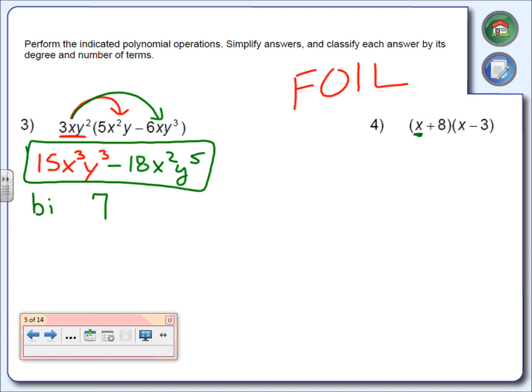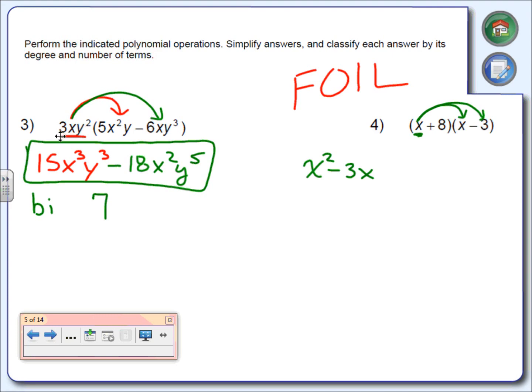All we're doing is taking this x and we're going to distribute with those 2 terms in that other binomial. So we're going to multiply x times x, which is going to give us x squared. What we just did was we multiplied the 2 first terms. That's what that F stands for. Then we're going to multiply that same x times that negative 3. X times negative 3 is negative 3x. What we just did is multiply the outside terms. That's what that O is for.